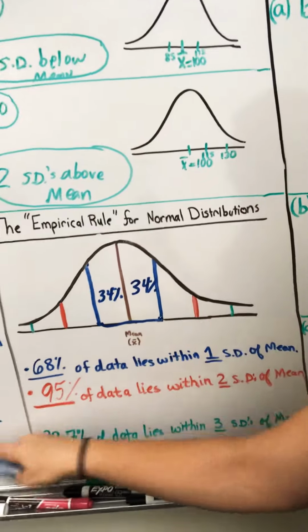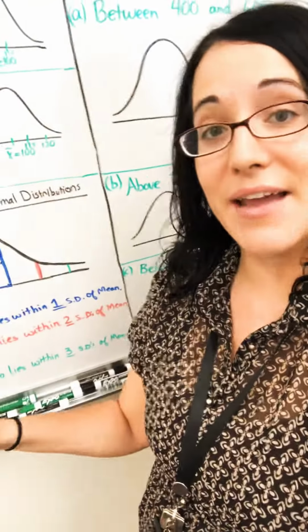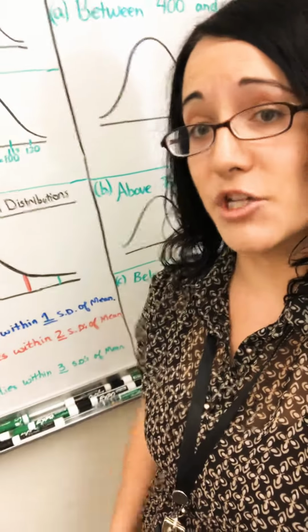Now here's where things get a little interesting with our arithmetic. We said that 95% of the data values should lie within 2 standard deviations of our mean.